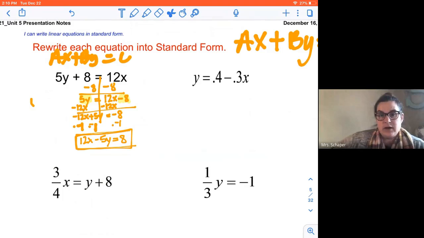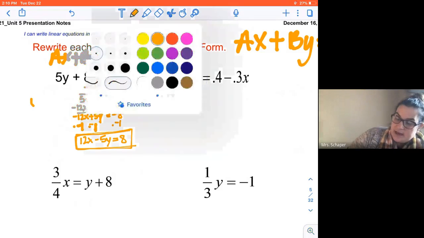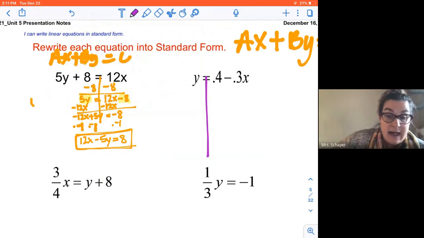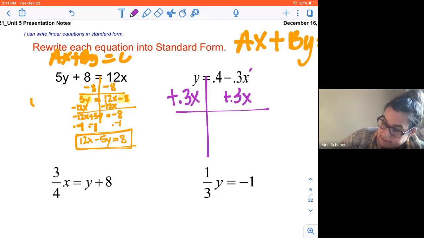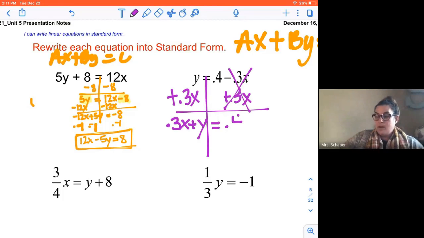Looking at the next one, I want to get ax plus by equals c. So I want to make sure that x and y are on the left side, and my constant is on the right. So it looks like y is on the correct side, and 0.4 is on the correct side. So now I need to add 0.3x to both sides. These two cancel out. So I have 0.3x plus y equals 0.4. So now I have it in the correct form.